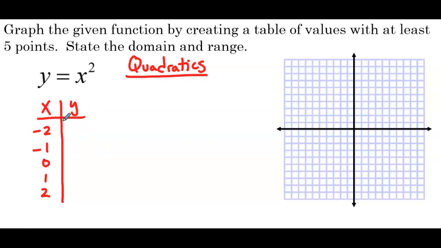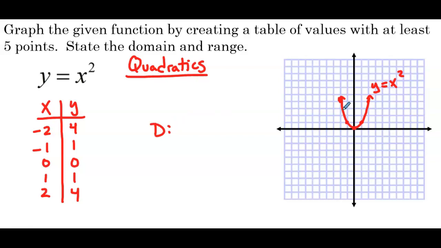So let's see, if we plug -2 in, -2 squared would be +4. -1 quantity squared would be +1. 0 squared is 0, 1 squared is 1, 2 squared is 4. So plotting our points, -2, 4, -1, 1, 0, 0, 1, 1, 2, 4. Connect our points, create our parabola. So this is y equals x squared. So we have our parabolic curve.